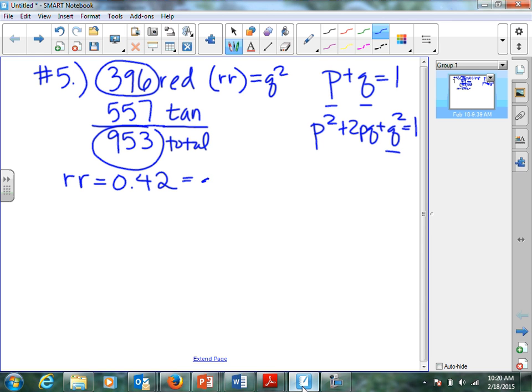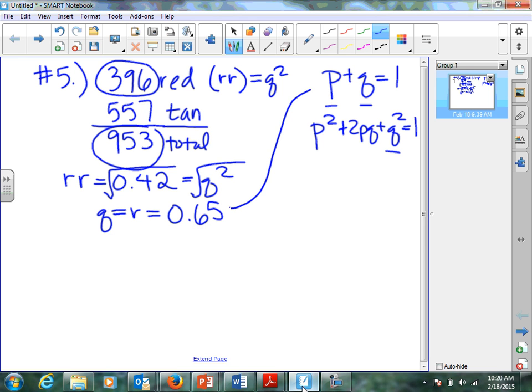And so right now I know Q squared. So in order to find Q, I take the square root of both sides, right? And I get Q, which is also little r, is equal to 0.65. All right, and then if I plug that into this first equation here, I have 1 minus 0.65 gives me P, which is our dominant allele, and I have 0.35 for that. So that is part A.